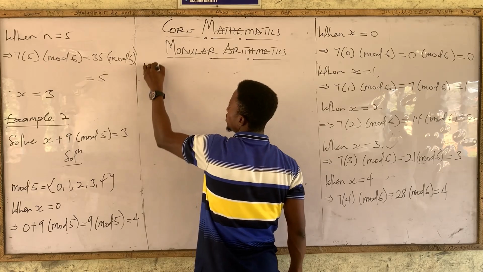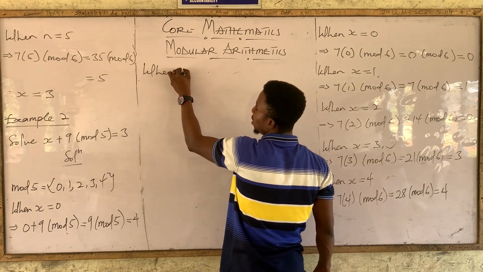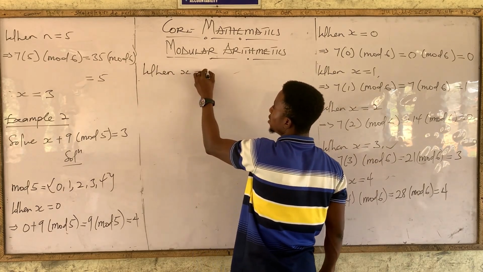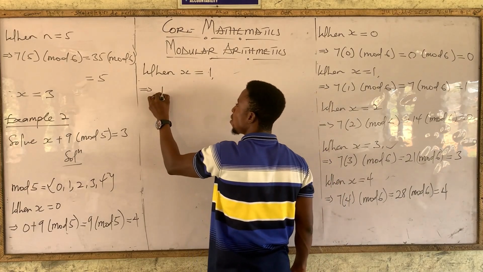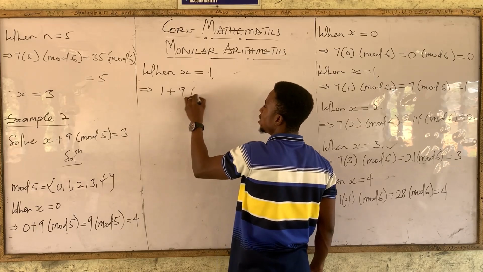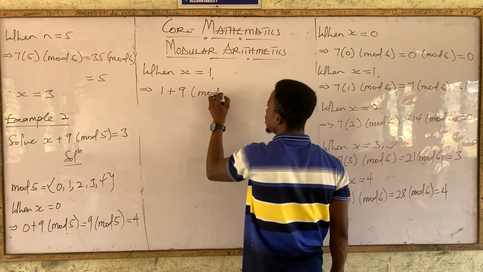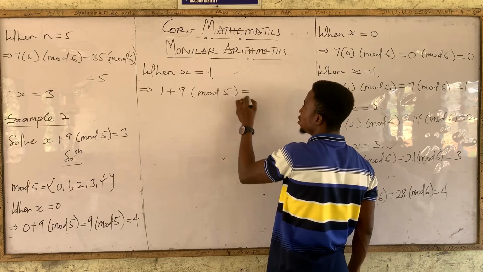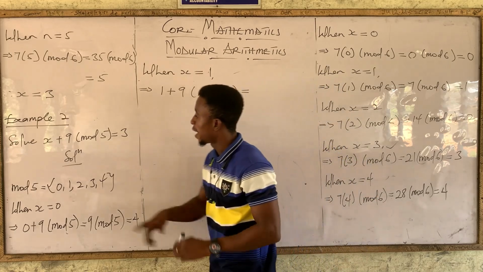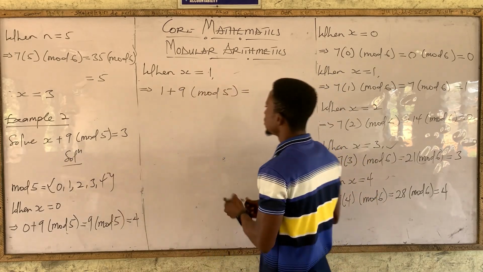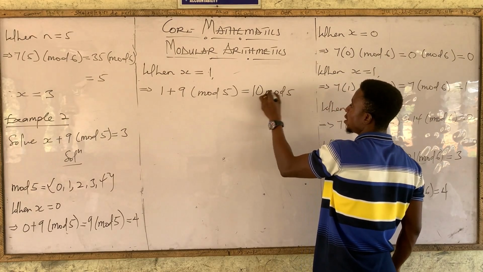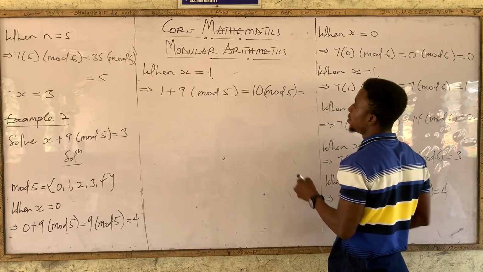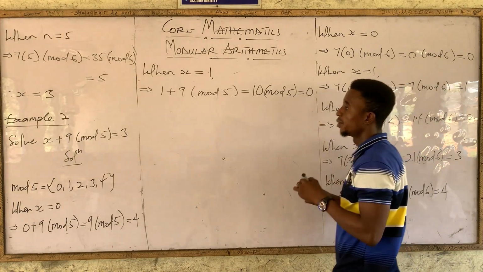Then when our x is equal to, let's say, 1. So that one too, this implies that I'll have 1 plus 9 mod 5, which is equal to 10 mod 5. And this one will get me 0.